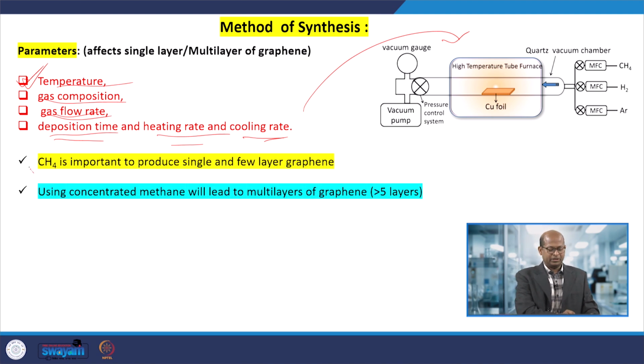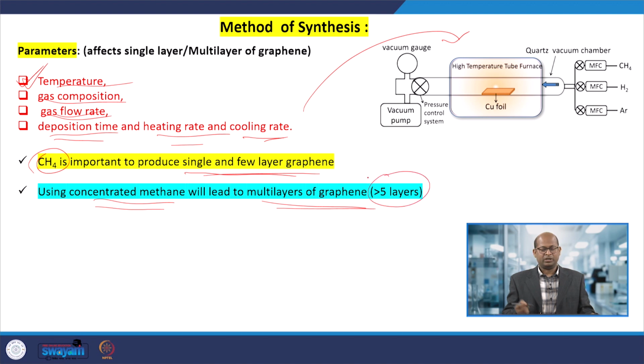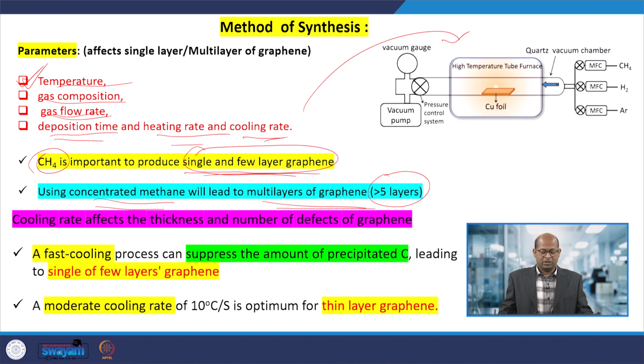As I said, methane is the starting material you have to use to get single or few layer graphene. If we use concentrated methane, we get more than 5 layers, meaning multilayer graphene growth. If we use a low concentration of methane, very dilute, then we can get single or few layer graphene. When the concentration is increased, multilayer formation occurs.